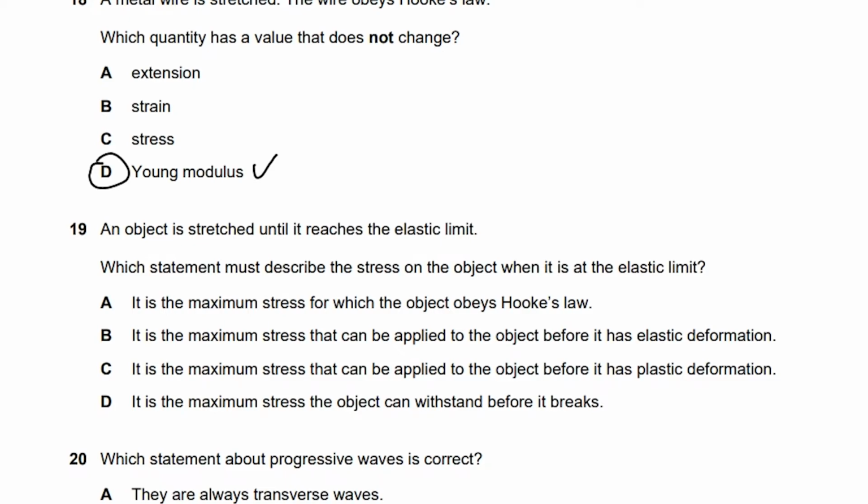Question number 19. An object is stretched until it reaches the elastic limit. Which statement must describe the stress on the object when it is at the elastic limit? Option A. It is the maximum stress for which the object obeys Hooke's law. Now, elastic limit is the limit beyond which, if force is applied, the object does not return to its original length. And Hooke's law is that force must be directly proportional to the extension or length.